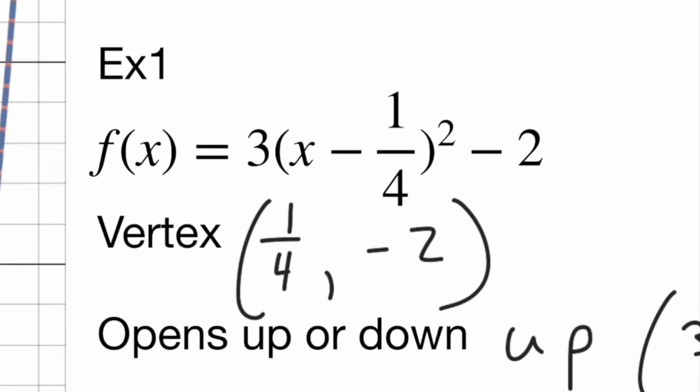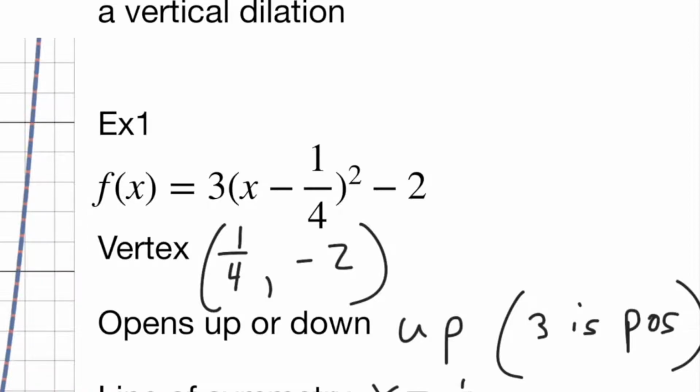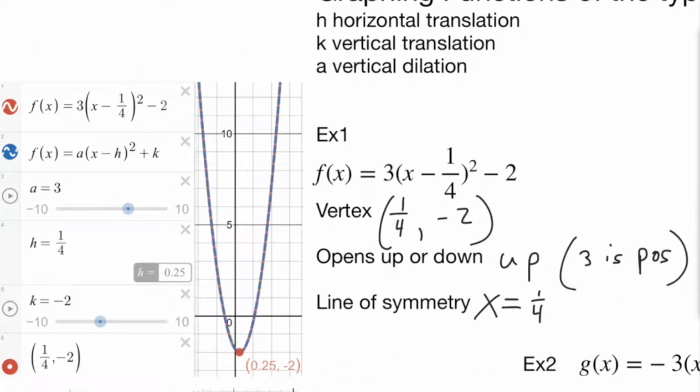It will open up or down. If the parent function opens up, so if a is positive, as in this case 3 is positive, then you'll see that it also opens up, as we can see in the graph here. The parent function has a line of symmetry along the y-axis, but when you shift it, then the line of symmetry also shifts. So the line of symmetry is x equals 1/4. In this case, the vertex is at 1/4, so the new line of symmetry is at 1/4.